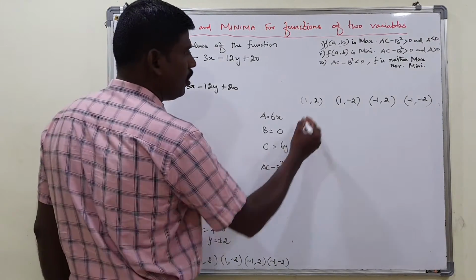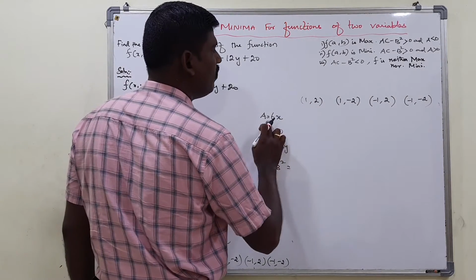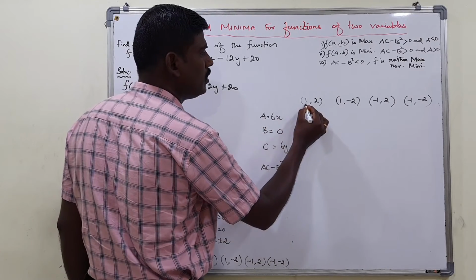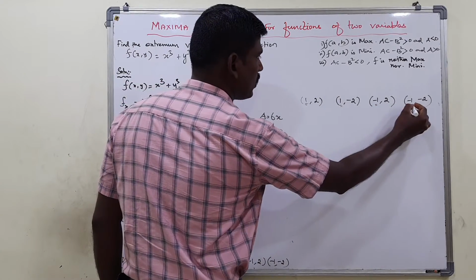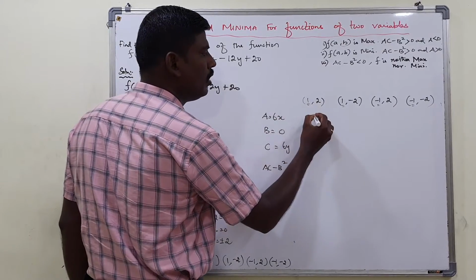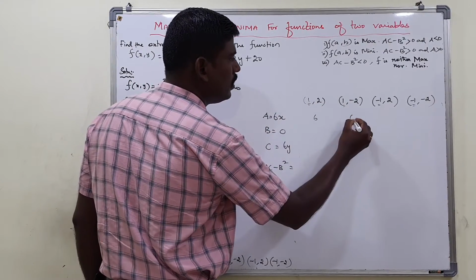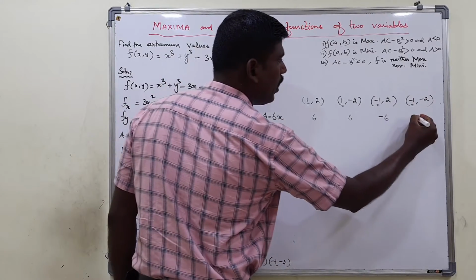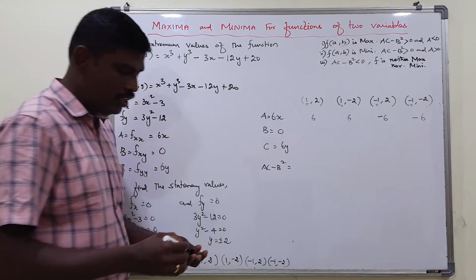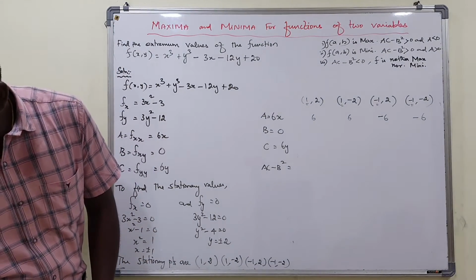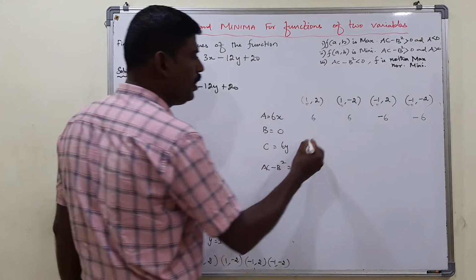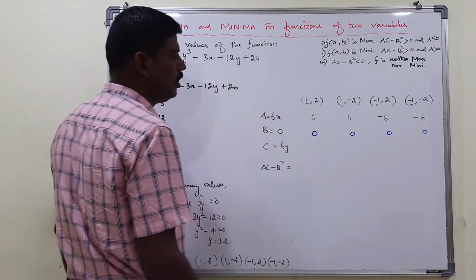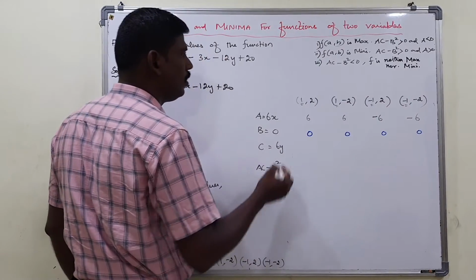Right. Now, I am going to find the value of A at these 4 points. So what is the value of A? 6x. So only x is here. So this is the value of x, isn't it? So substitute it here. 6 into 1, 6. 6 into 1, 6. 6 into minus 1, minus 6. 6 into minus 1, minus 6. So these are all the values of A at the points. Okay. What is B? 0. The value of B is 0 for all points.